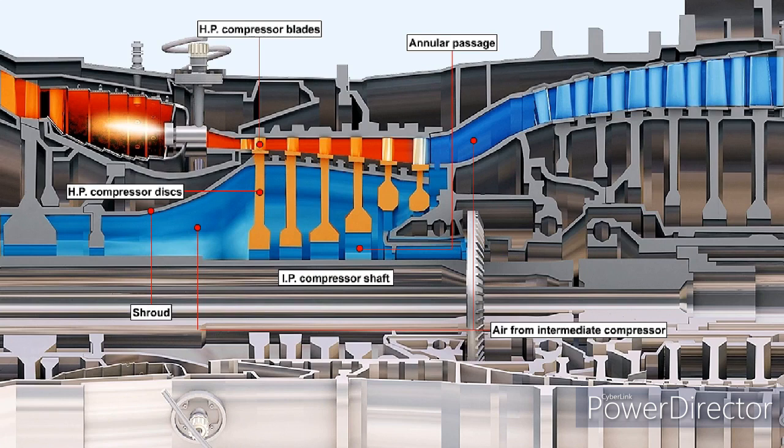A feature of some engines is the selective cooling of the compressor rotor using bleed air. Air extracted from the intermediate pressure compressor to cool and seal the low-pressure turbine discs flows axially through the annular passage between the high-pressure compressor discs and the intermediate pressure compressor drive shaft. This air picks up heat from disc surfaces and the shroud. This assists in controlling the thermal growth of the compressor blades, which increases compressor efficiency.